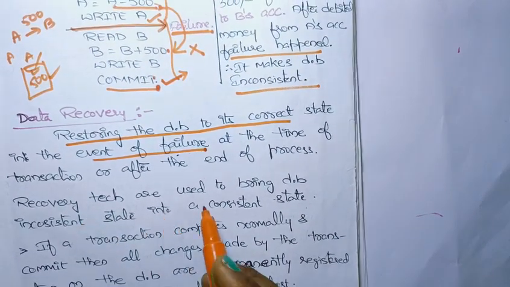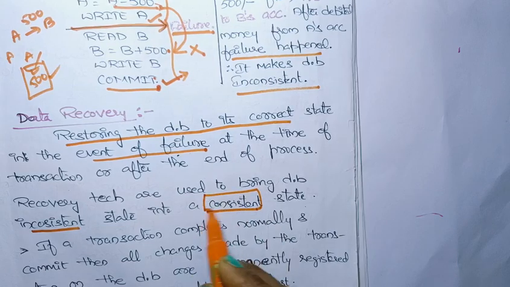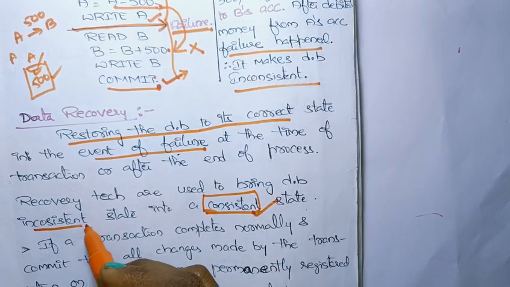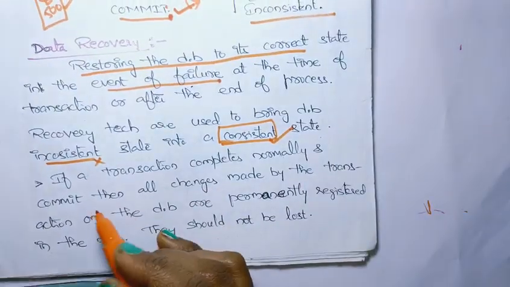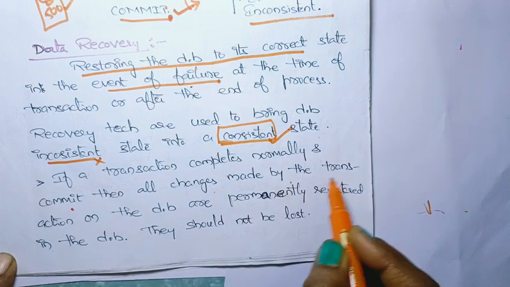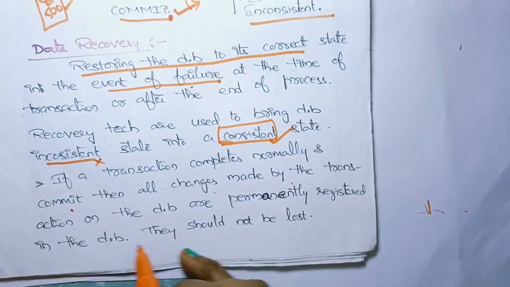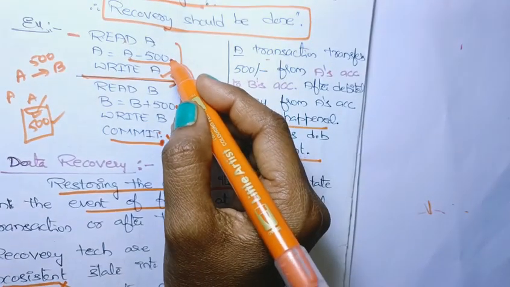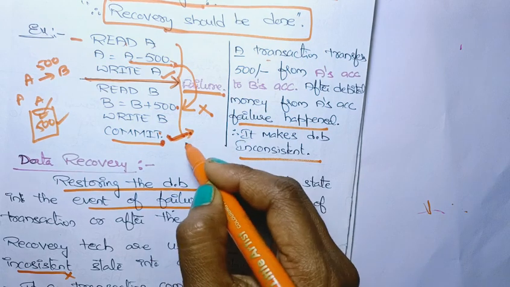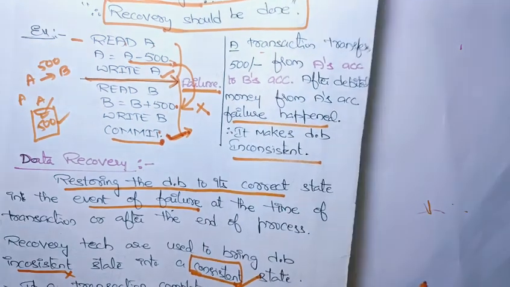So here recovery techniques are used to bring the database from an inconsistent state into a consistent state. Consistent means correct, inconsistent means not correct. Next one, if a transaction completes normally and commits, then all the changes made by the transaction on the database are permanently registered in the database. They should not be lost. The value should not be lost.